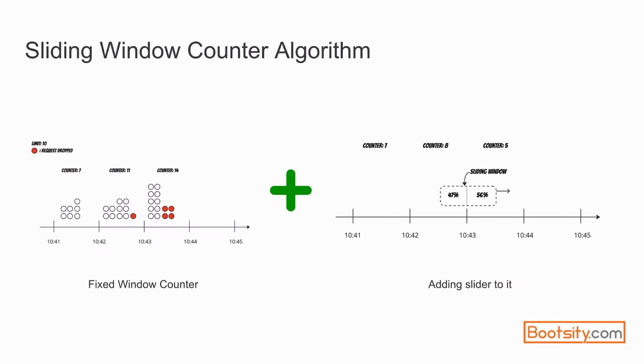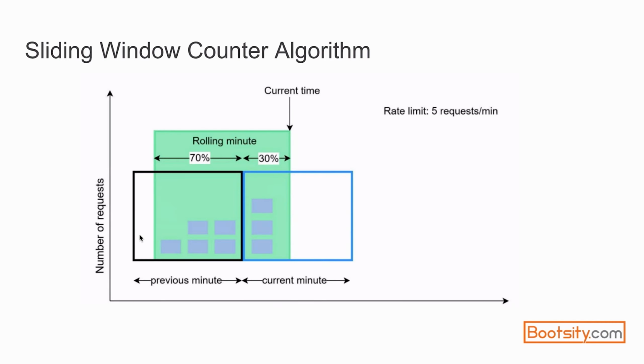The next algorithm that we are going to discuss is the sliding window counter algorithm. This is an algorithm which takes the best features of the fixed window counter algorithm and the sliding window log algorithm. What it essentially does is put a slider on the fixed window counter algorithm. Let's see how it does. Let's say we are currently at this time, and when we are computing the rate limits, we will see how much time has elapsed in the previous time frame and how much time we have consumed in the current time frame.